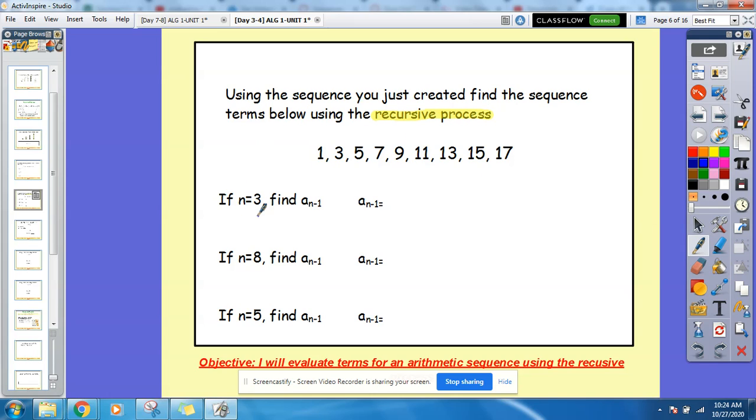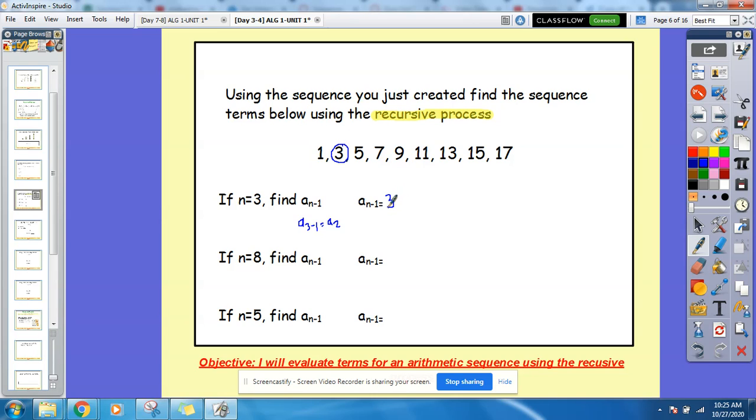So the first problem says, if n is equal to 3, find a to the n minus 1. So n is 3, so we're trying to find the third term, but a to the n minus 1 says find the term before it, right? Because a to the 3 minus 1 is really equal to a to the 2. So we're really looking for the second term there. So a to the n minus 1 is the second term. So we just come here, the second term is 3.